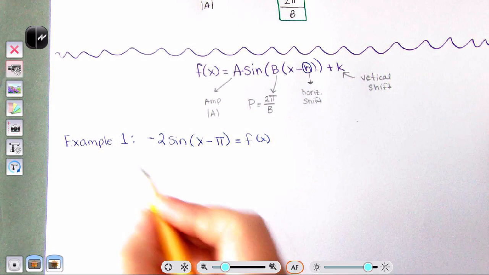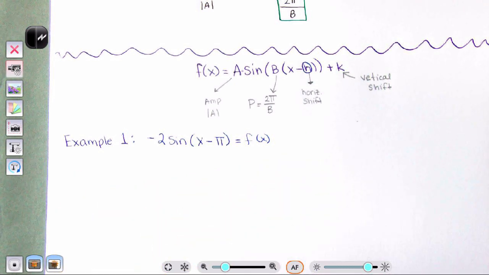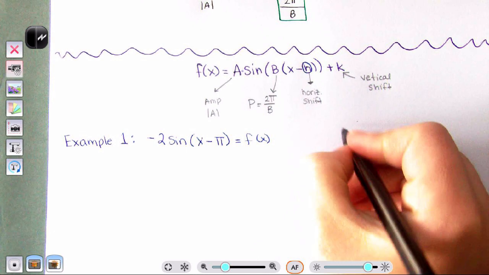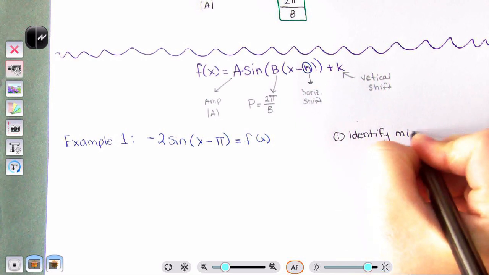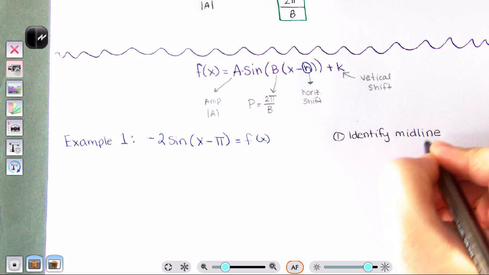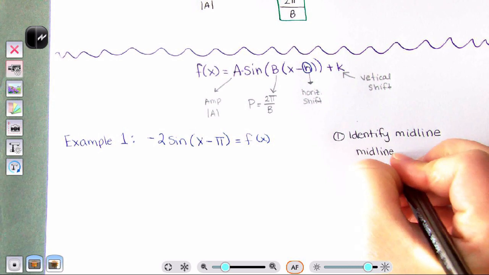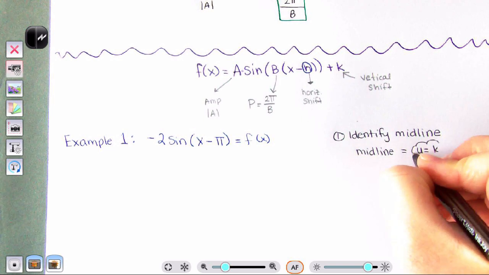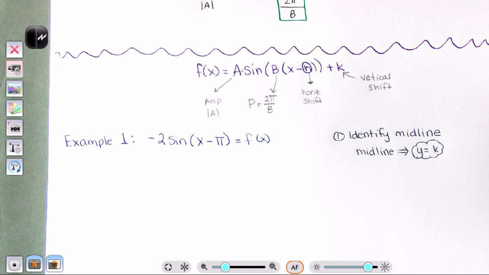All right, so step number 1 is identify where your midline will be. Your midline is going to be your K value. So midline is equal to y equals K. Now it's not an asymptote, it is your midline, y equals K. So whatever your K value is, you're going to do that. So let's actually do this step by step.